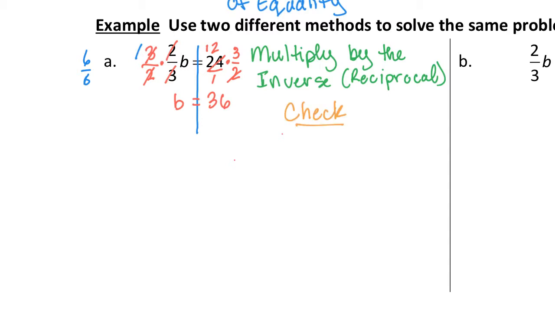Of course, we're going to check our answer. So 2/3 times our answer, which is 36. We want to see if that equals 24. So I'm going to do my cross canceling. I'll put that over 1. This is times. 3 goes into 36 12 times. 2 times 12 is 24. And sure enough, we did find the correct answer. b does equal 36.